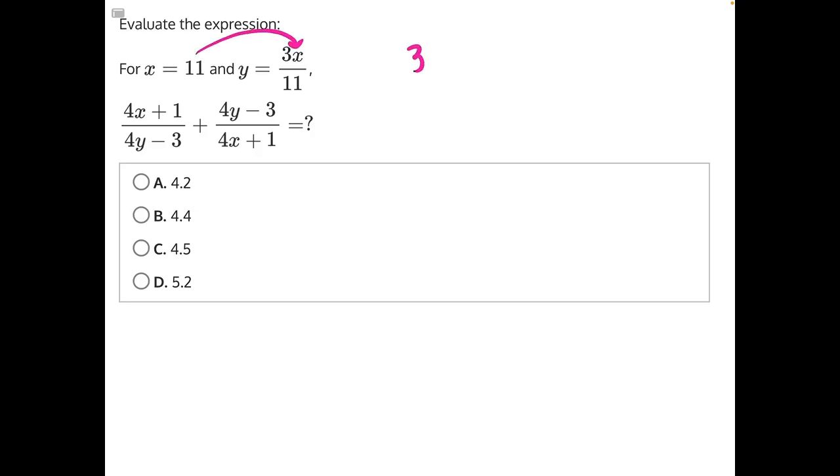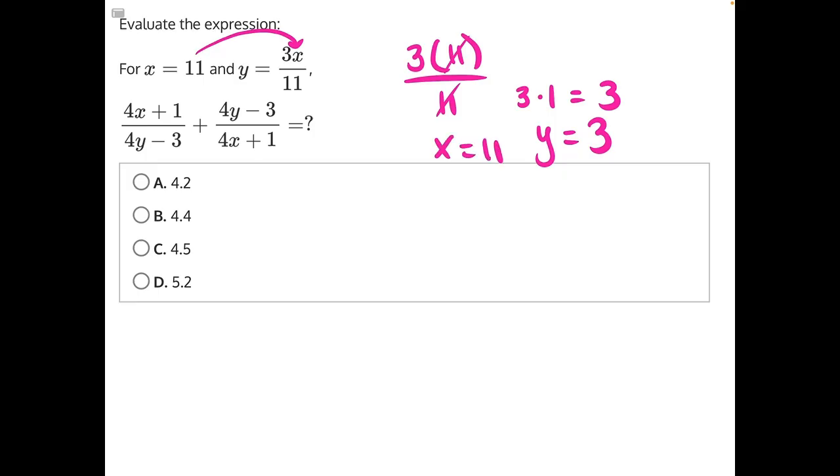So we have 3 times x, which is 11, divided by 11. And what's interesting here is that these two 11s will actually cancel out. 11 divided by 11 will just give us 1. So this is the same thing as 3 times 1, which is just 3. So y is equal to 3 and x is equal to 11. And now we can continue solving the question.